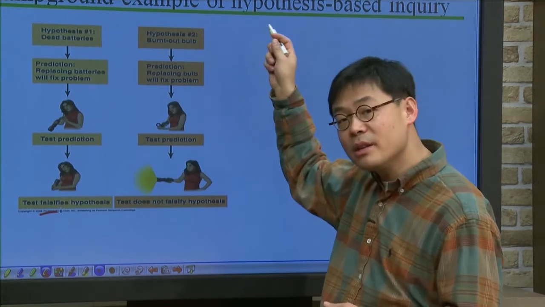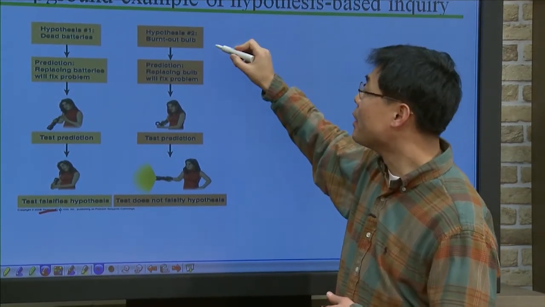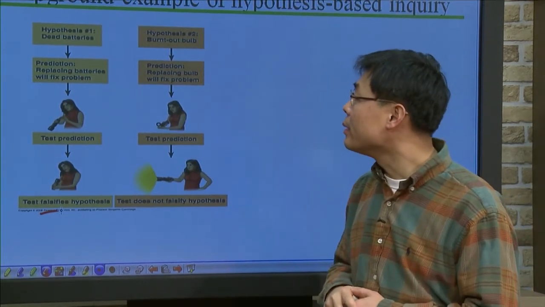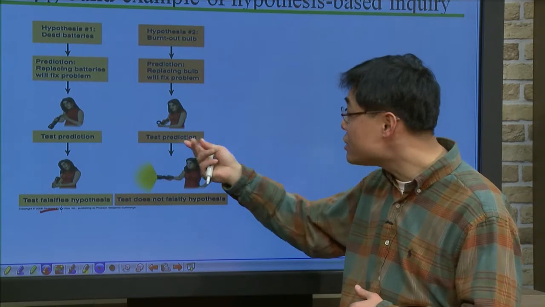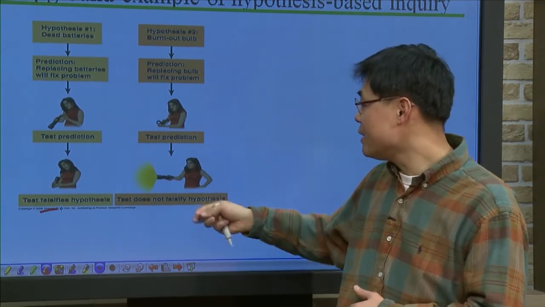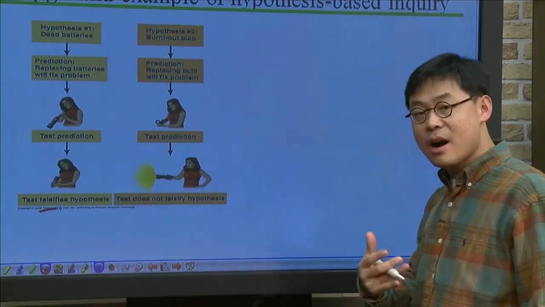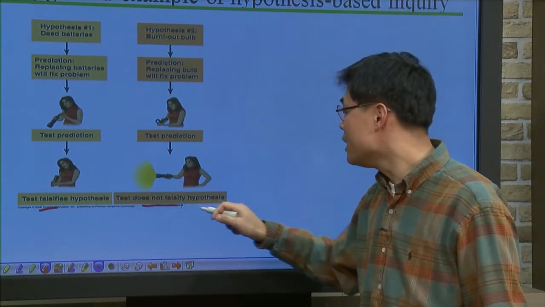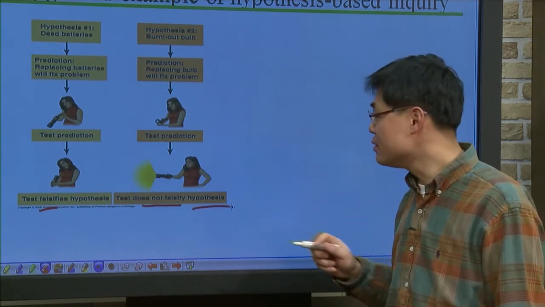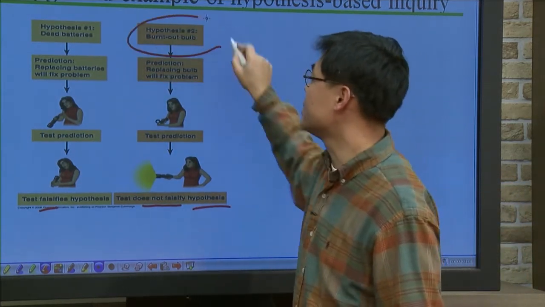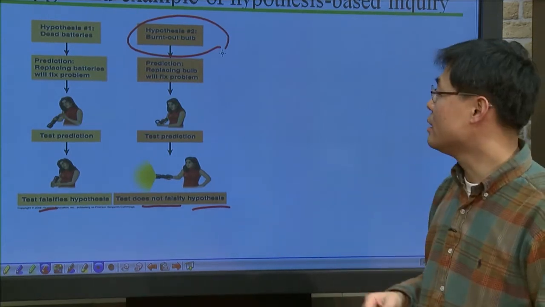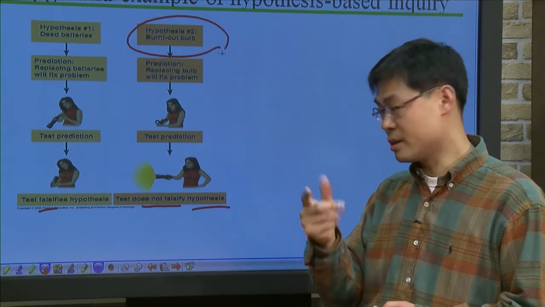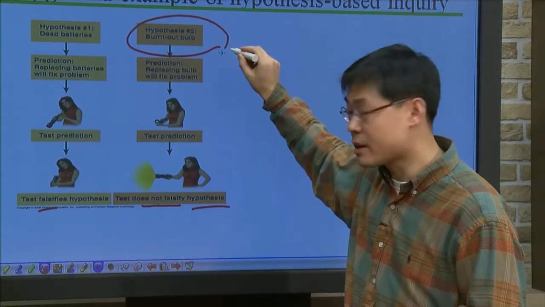So let's move on to the next hypothesis, which is the burnt out bulb hypothesis. The prediction is that replacing the bulb will fix the problem. Okay, so you change the bulb and you turn on the light. Now it works. Then this test, replacing the bulb, does not falsify the hypothesis. So you support the second hypothesis: the problem was that the bulb had burnt out. You replaced it, it worked. So you have support for the second hypothesis.